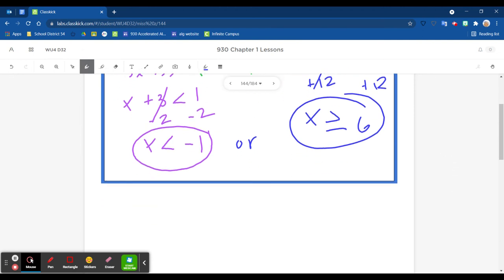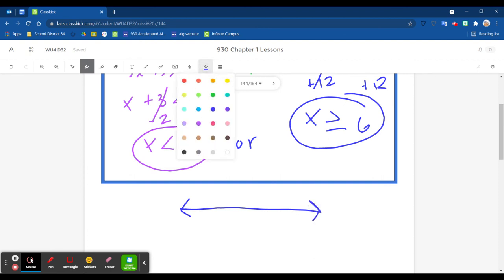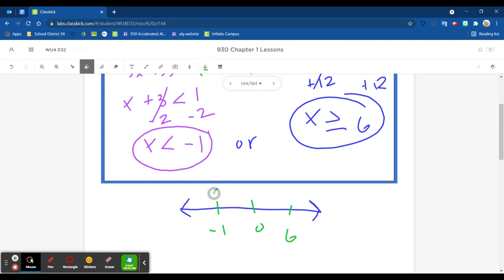Let's start with our number line. We can have -1 and 6. We could put 0 in the middle. All right, so x is less than -1. We have an open circle, shade to the left. X is greater than or equal to 6. We have a closed circle. We shade to the right.